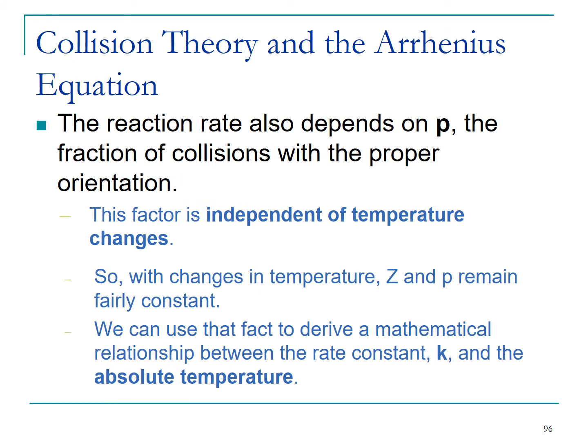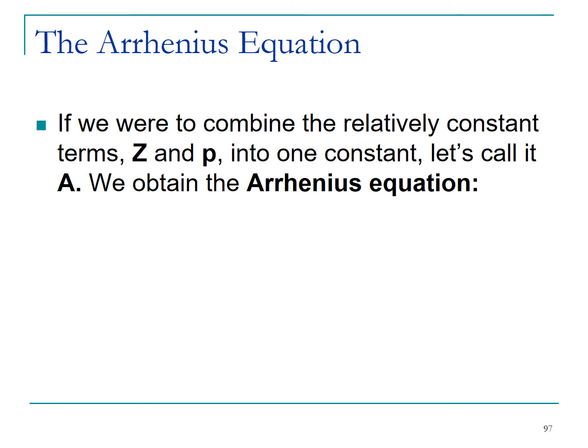So it's also dependent on P, the fraction of collisions with the proper orientation, but this is really independent of temperature. So the number of molecules that collide with the correct orientation has nothing to do with temperature. So if temperature increases, Z and P are fairly constant, but it's the F, the number that have enough activation energy, that really makes the reaction go faster.